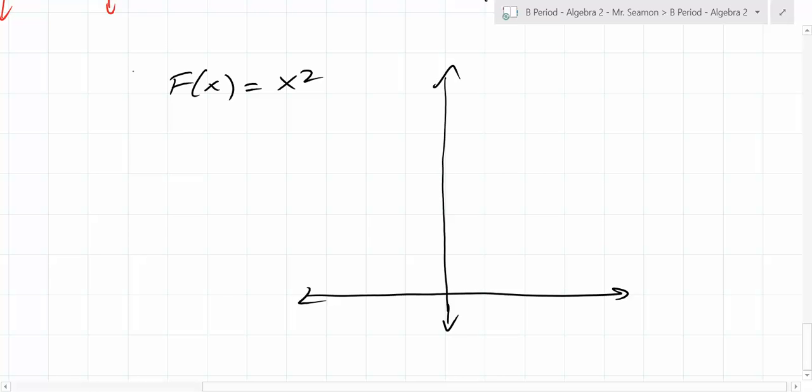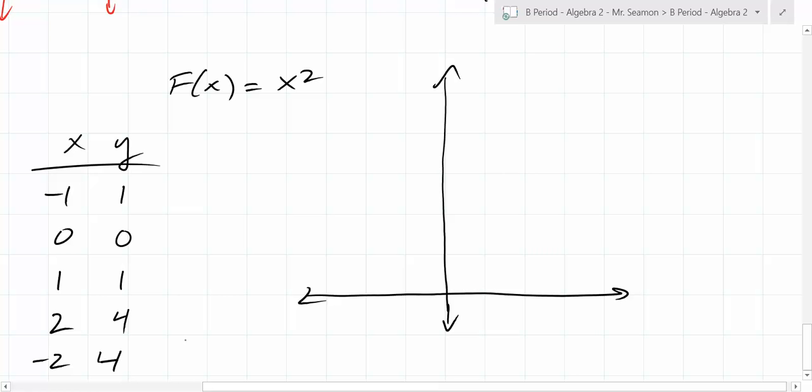When x is 0, what's y? 0. When x is, I don't know, negative 1, what's y? And when x is 1. What happens when you plug in negative 1? What do you get? Plug in 1, what do you get? What about when you plug in 2? Negative 2. Oh, 4 again, not negative 4. So if I plot these points, you end up with 1, 1, negative 1, 1, 2, 4 right here, negative 2, 4 right there.